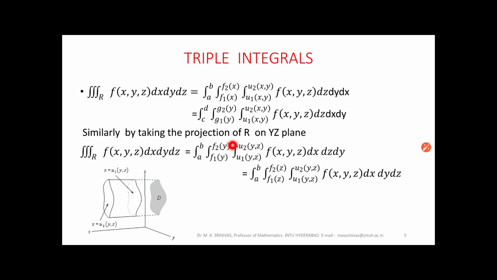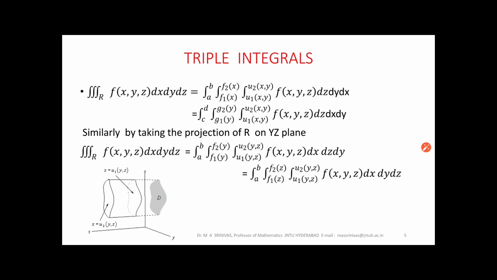Similarly, if it is convenient for us to take the projection of the region R on the yz plane, then the x limits vary between two surfaces, u1 of yz and u2 of yz. These are the limits for x, and these are the limits over D. So you can understand here, these two are the limits over this D, and these are the limits for x which varies in between these two.